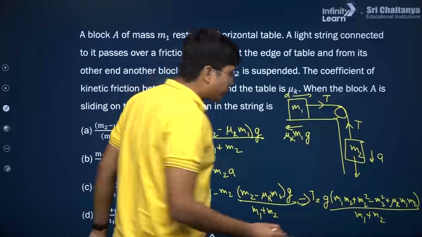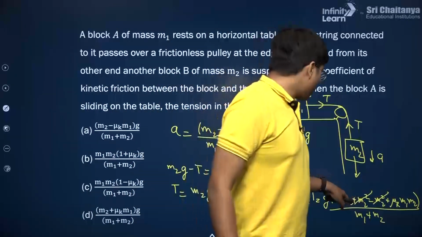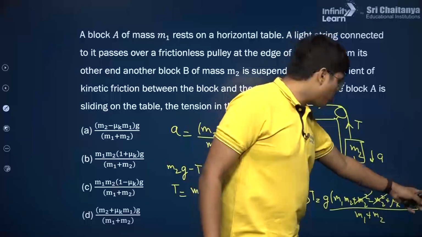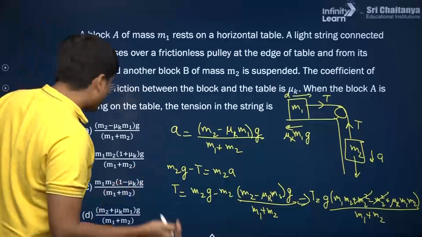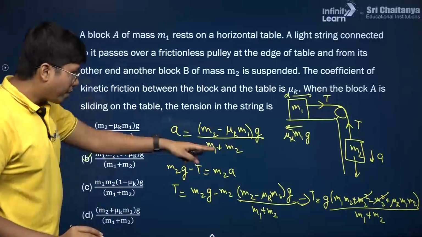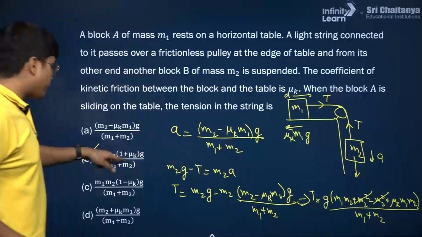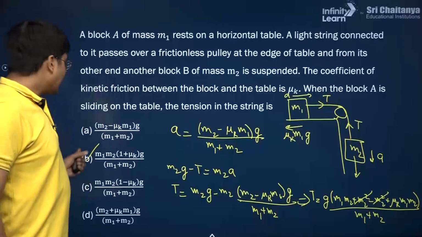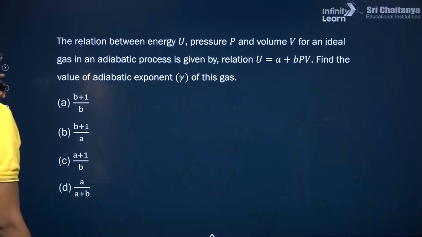Now over here we see the m2 squares are cancelled out, everything else stays as is. Take m1 m2, so you have m1 m2 plus mu k m1 m2. Take m1 m2 out, you have essentially this relation: m1 m2 into (1 plus mu k) into g divided by (m1 plus m2). So that is our correct option. Let's look at the next question.